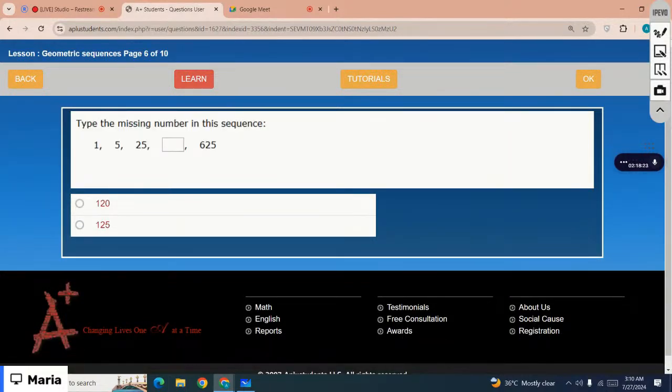Type the missing number in this sequence. Which number is missing? The correct option is 125. 25 times 5 is 125. So the missing number is 125. Option number 2 is the correct option. Very good.